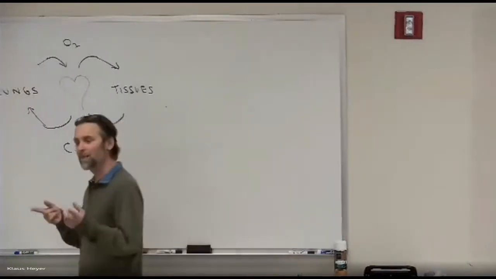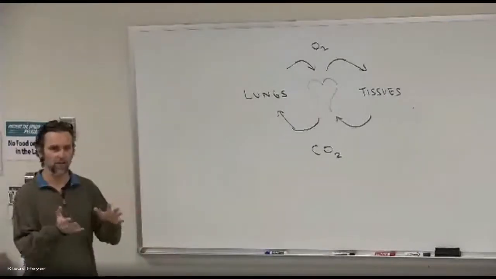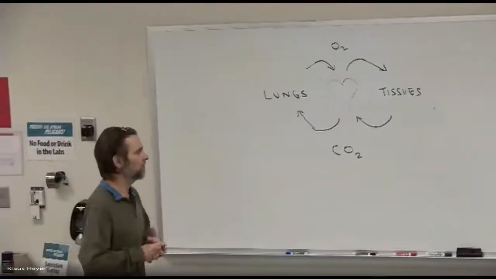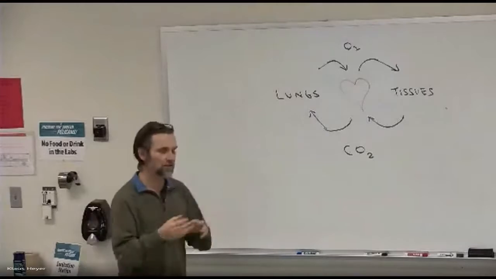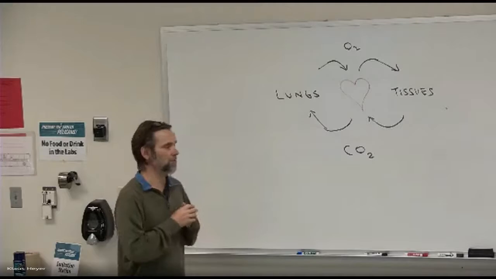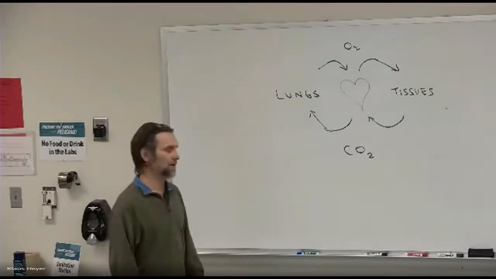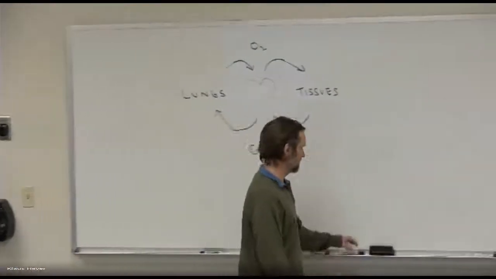So, two types of blood, oxygenated and deoxygenated, and they go in different types of blood vessels. We've got to get the oxygenated blood to the cells, the tissues, and we've got to get the deoxygenated blood back to the lungs. So, let me erase this and let me go into the heart.